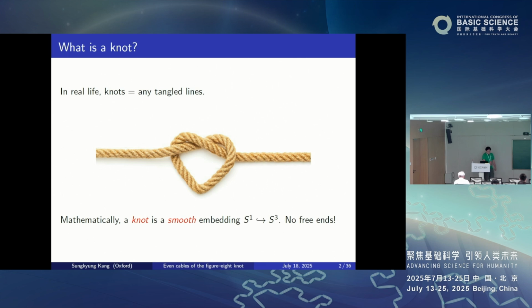Yeah, so I think every knot theory talk with a sufficiently general audience starts by defining what a knot is. Hopefully everybody knows, but in real life you think of knots as tangled lines, while mathematically we close them up. So when I say a knot, it's always an embedding of a circle into the three-sphere that can be knotted, and we also want them to be smooth, because for the entire talk I'll be doing everything in the smooth category.